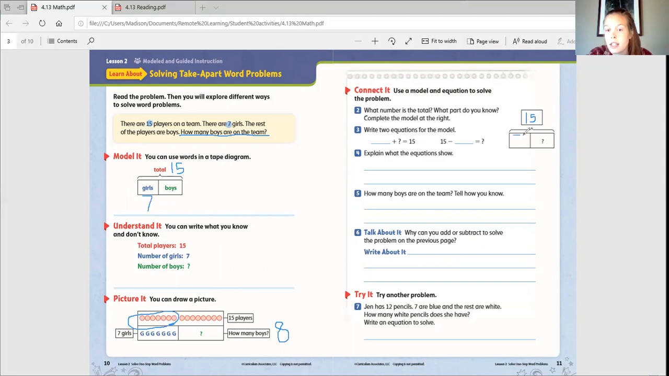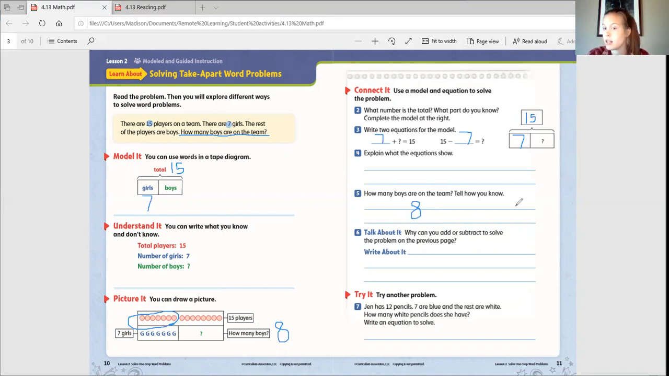We know one of our parts is 7 girls. So over here, I can put that in my equation too, because we're going to have part plus part equals whole. So I'm going to have 7 plus question mark equals 15. And then over here, I have 15 minus our part, which equals our question mark, the other part of the 15. So this equation shows us that 7 girls plus our unknown amount of boys equals the total on the team, or that the total, everyone on the team, minus the 7 girls is going to equal that number of boys. And so we saw by counting over here that we had 8 boys on the team.